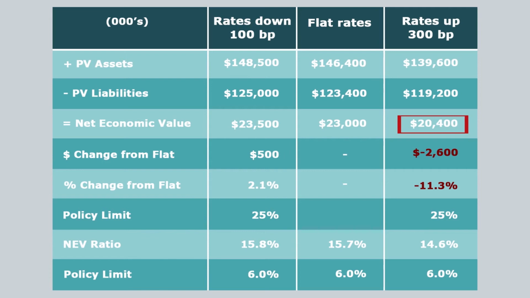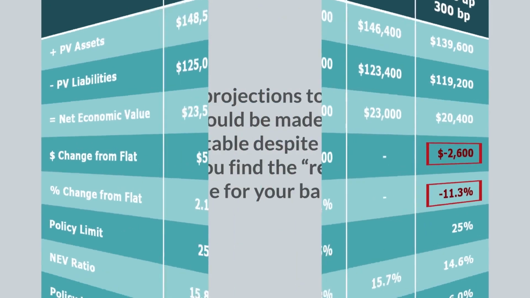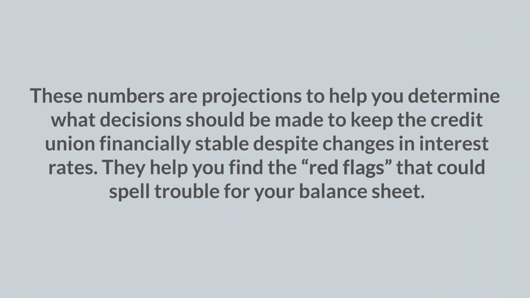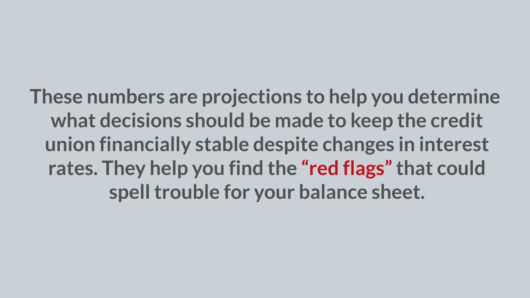The change between the base case or flat rate NEV of $23 million and the upward 300 basis point rate shock of $20.4 million is $2.6 million, which is a decline of 11.3%. Again, these numbers are projections to help you determine what decisions should be made to keep the credit union financially stable despite changes in interest rates, to protect capital. They help you find the red flags that could spell trouble for your balance sheet.